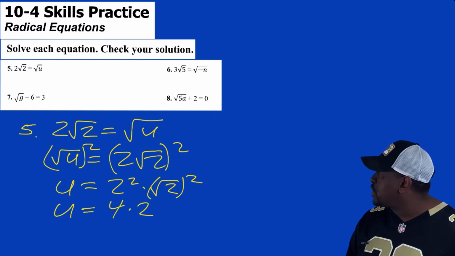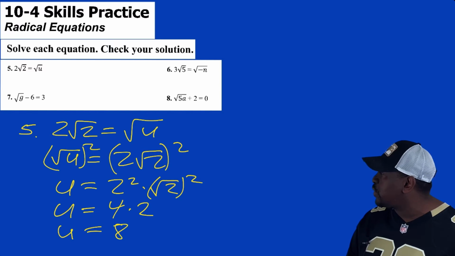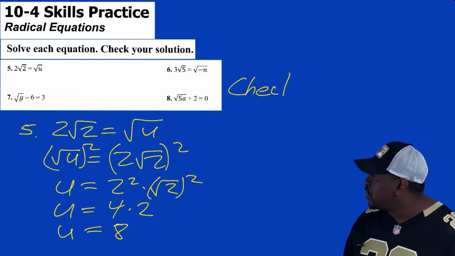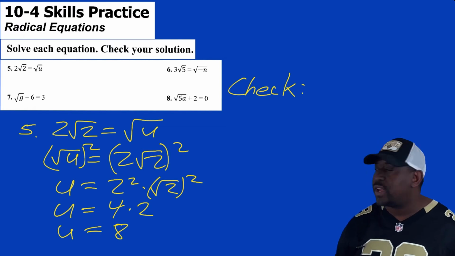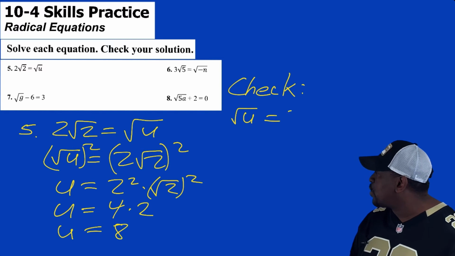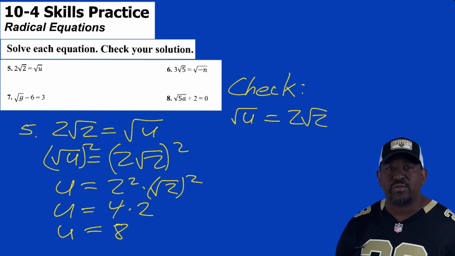And so when you square 2, that's 4. And you square the square root of 2, that's 2. So 4 times 2 is the value of u, and u is equal to 8. So again, like we did in the first two, we have to check it. We will write our original equation: the square root of u equals 2 times the square root of 2.